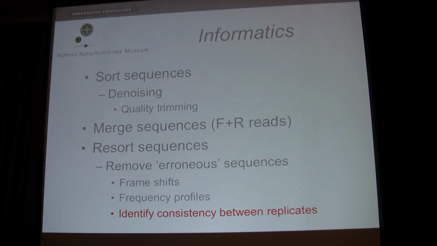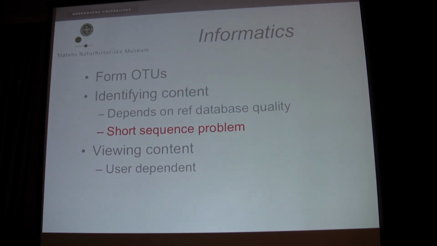The actual process we use is the same as everybody else. We sort them, we merge, we resort. We often have to look for inconsistency between replicates. We do a lot of replicates to rule out things like sequencing error, especially because of the uncertainty of identifying things. The real challenge we're at right now is identifying what we find.